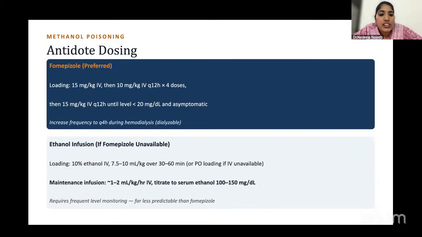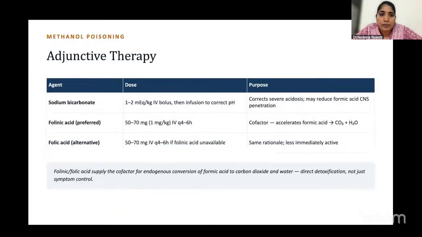The loading dose is 7.5 to 10 ml per kg over 30 to 60 minutes, or a per oral loading dose is also given if IV is unavailable. Maintenance infusion of about 1 to 2 ml per kg per hour IV. Titrate to serum ethanol levels of 100 to 150 milligram per deciliter. The problem with ethanol infusion is that you require frequent monitoring, and the activity is far less predictable than fomepizole.